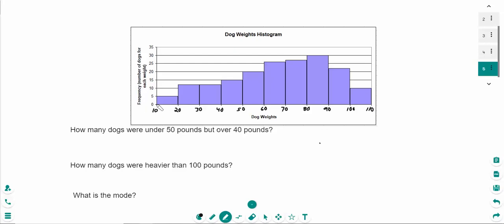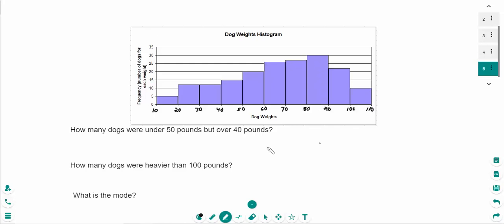So if we look at this, we could say the number of dogs that weighed between 10 to 20 pounds were 5. There were 5 dogs that weighed between 10 and 20. Just looking at this, if I were to ask you what category dogs tend to fall in most often as far as their weight, at least this particular group of dogs, you would say it's going to be between 80 and 90 pounds, right? Because that is where the most dogs fell.